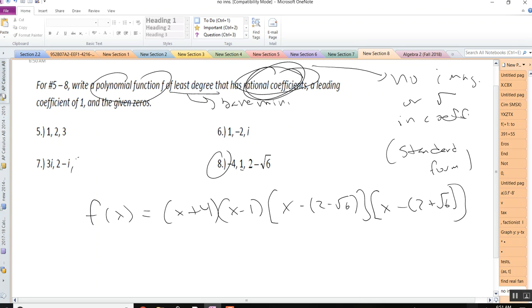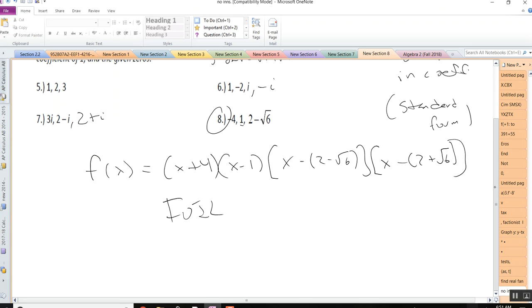For 2 minus i, you're also going to do 2 plus i. Or for plain old i, you're also going to do negative i. This way you guarantee the rational coefficients, because rational numbers are real numbers too, so you can't have imaginary coefficients. Now, at this point, you're just going to FOIL. The problem is that this is a real pain to do, because x plus 4, x minus 1 is fine, but the other part, x minus 2 minus root 6, x minus 2 plus root 6, that's kind of a nightmare. So I'm going to show you guys a better way for doing this.